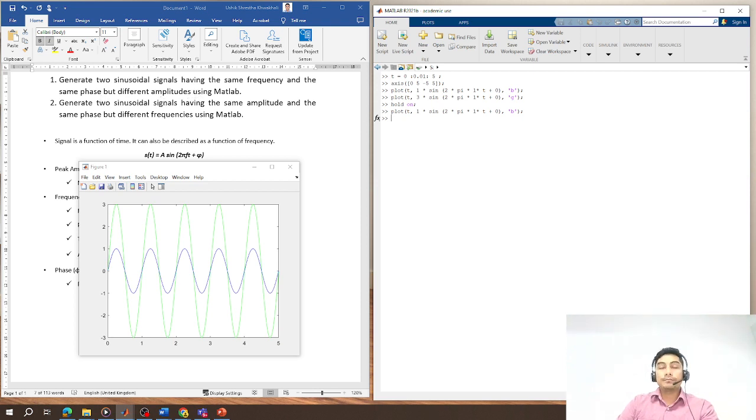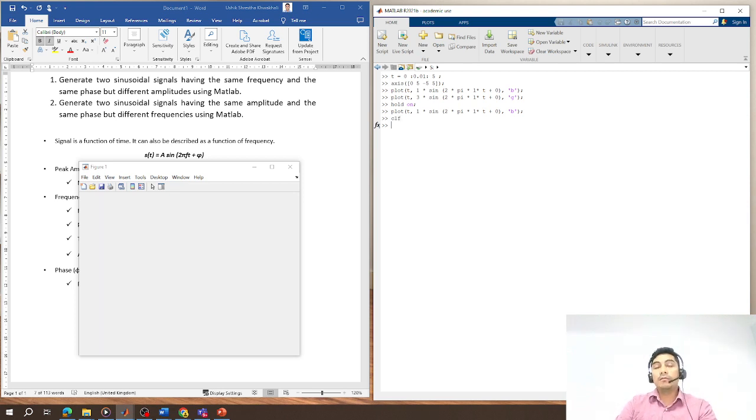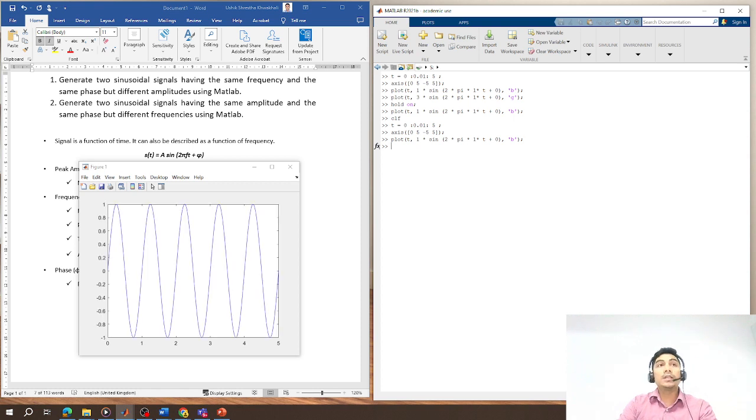So let's say we want to generate different graphs which have the same amplitude and same phase but different frequencies. So how do we do that? It is quite simple. For that we can just refer back to the same commands that we used earlier, and then create the axis as well, and then we take one of the signals like this.